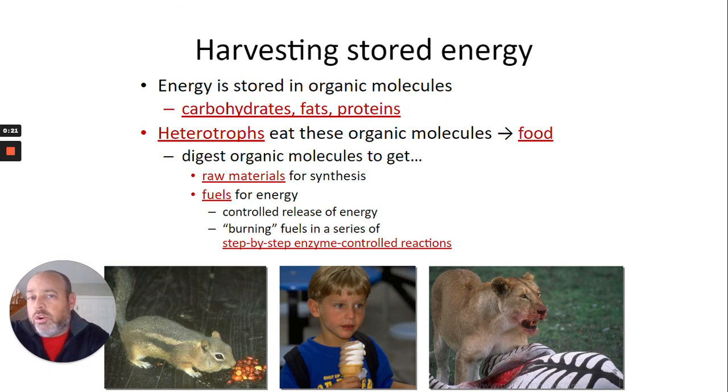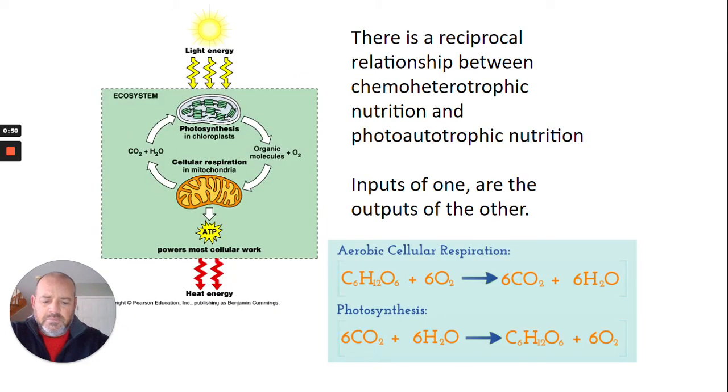The energy is stored, right? We talked about that. Energy is stored in the organic molecules, carbohydrates, fats, proteins, and heterotrophs eat these organic molecules, which is our food, right? And then we digest them, we break them down, and we get fuel out of this, right? And so this is what we call a controlled release of energy, burning the fuels in a series of step-by-step enzyme-controlled reactions. This is very important, actually, and I'll show you why that is in a video.